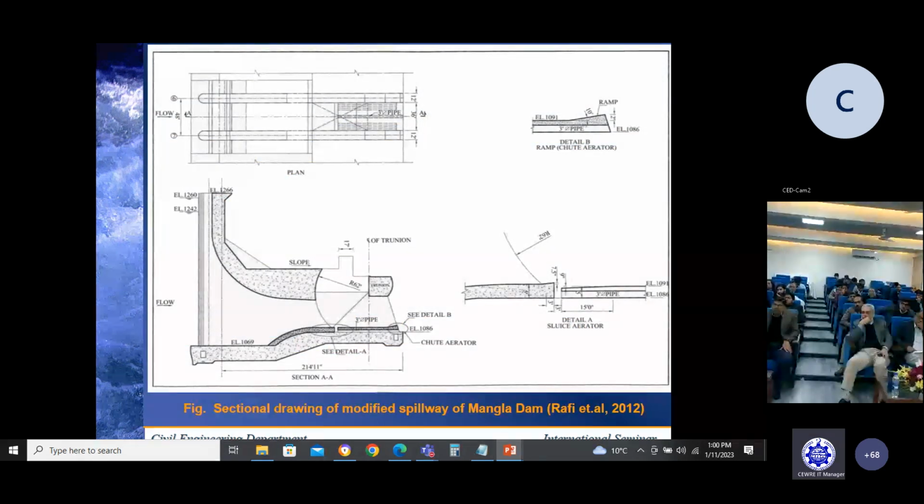In order to explain the chute aerator: at Mangla Spillway, a chute aerator is provided. This is the chute aerator, and this is the sluice aerator that is used to provide air to the gate area, and this is the chute aerator which is used for the aeration of the flows for the chute. And on this aerator, the Water Authority has installed the 10-degree ramp.